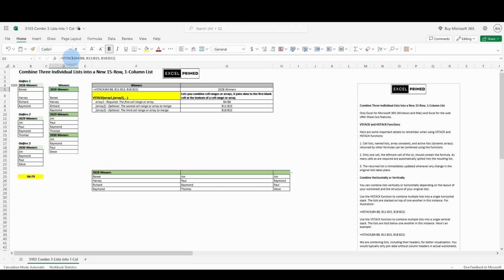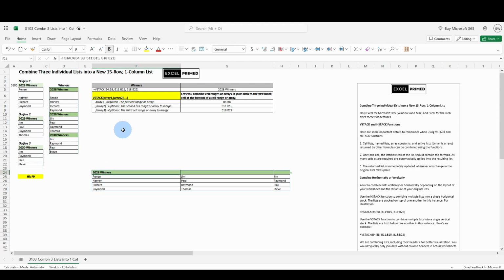We're including our headers here, B4 to B8. Recognize our block, we're taking data 2028 through D8. We're going to do this for each series of golfers. And VSTACK is just going to put them on top of one another, starting at the top, working down.